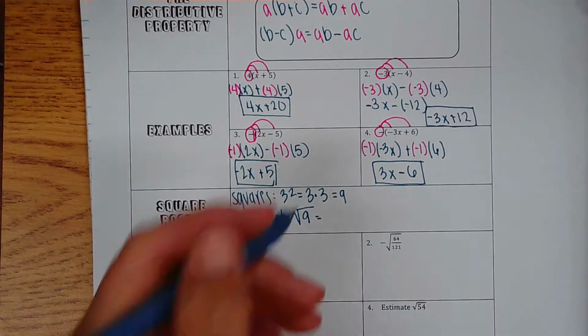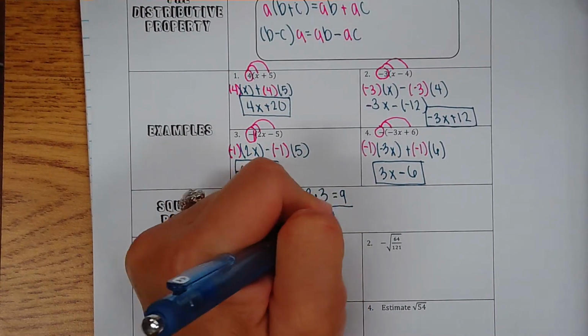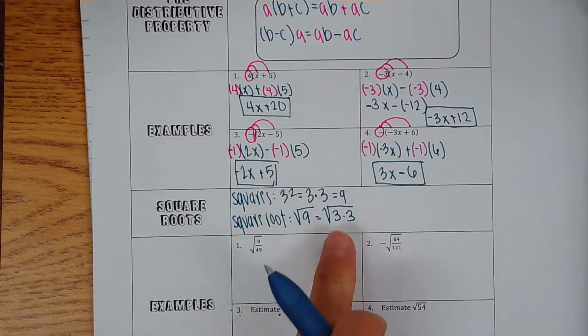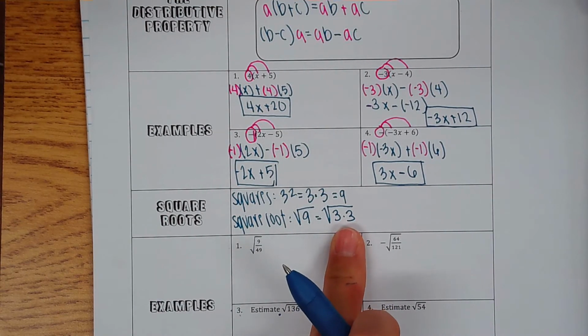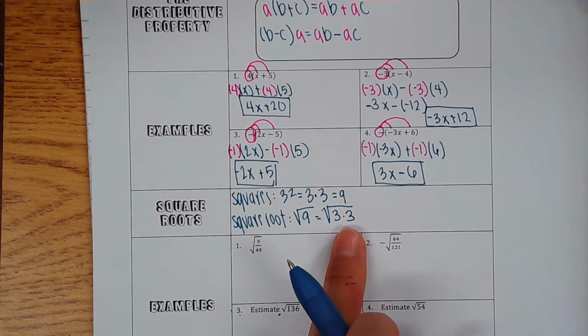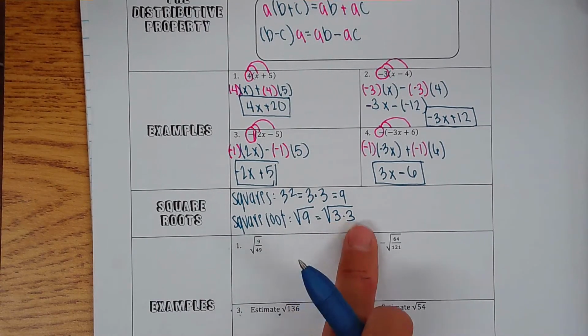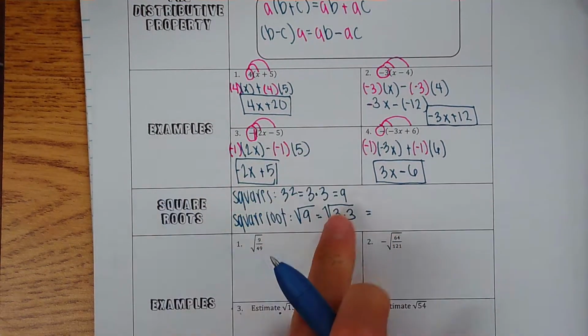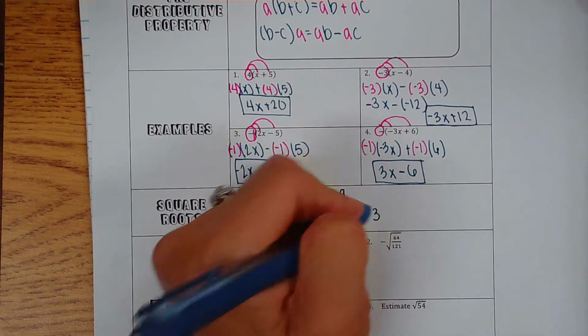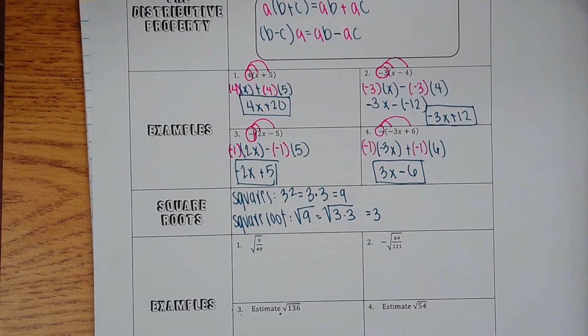Okay, so what that basically means is I'm separating the 9 into 2 perfect numbers that multiply to it, and I'm seeing what they are. So in this case, it's a 3. And since it's a 3 repeating, my square root would be 3.